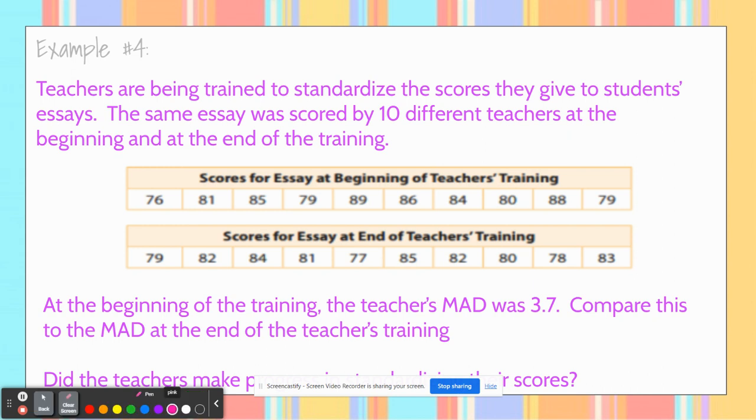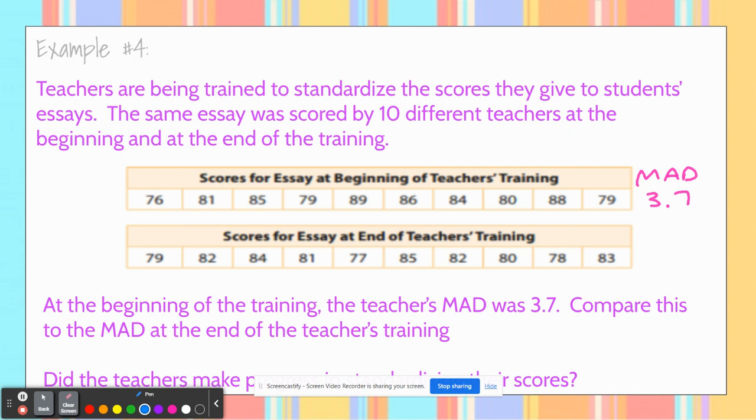So, just to reiterate, at the beginning, the mean absolute deviation was 3.7. So, on average, the teachers were scoring about 3.7 away from the average score. Now they got some training so that they can be more consistent in how they grade. Mean absolute deviation measures your consistency. So we're going to do step 1. We're going to find the average.